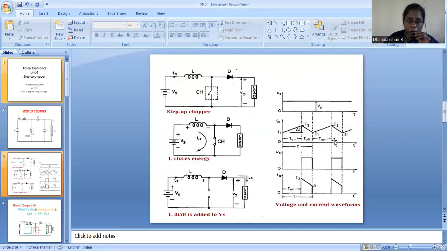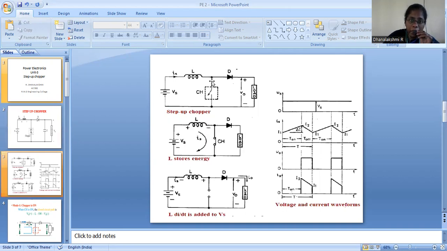So we'll see how this is working. As we know, the role of a switch is to turn on and off, just to make the circuit or break the circuit. So when the chopper is switched on, you can see that the source is now exactly connected in parallel to the inductor, not to the load.